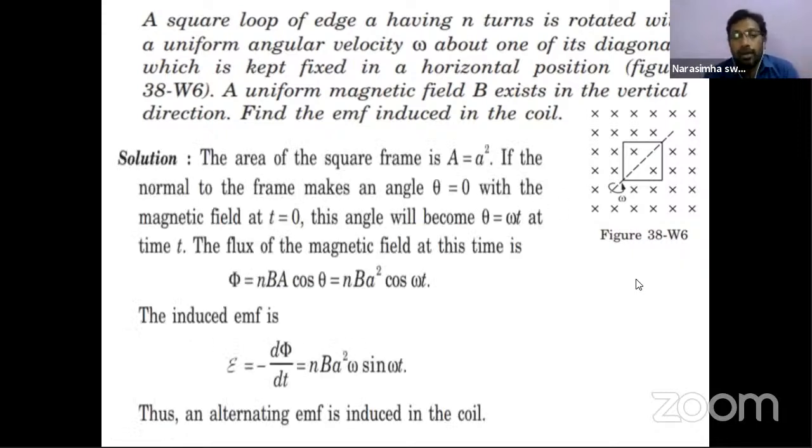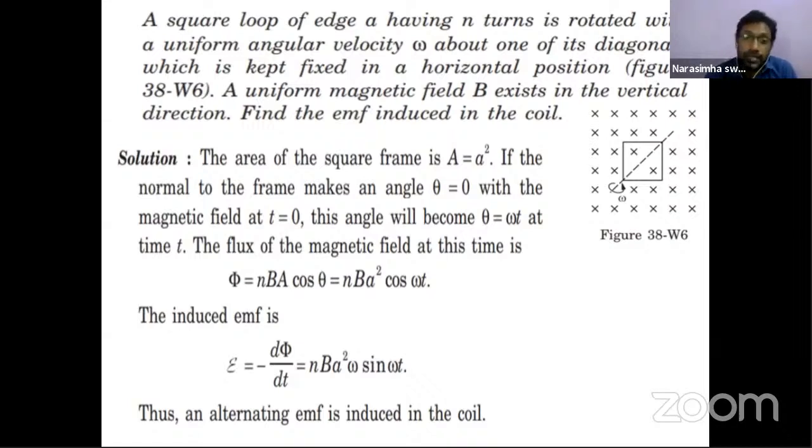We discussed this in the list of formulae. Right now, the area of the square frame is given; all the sides will be the same. The area of the square frame is a square. If the normal to the frame makes an angle theta, that is 0, with the magnetic field at time t equal to 0, this angle will become theta equal to omega t at the time t. So what is conveyed here?